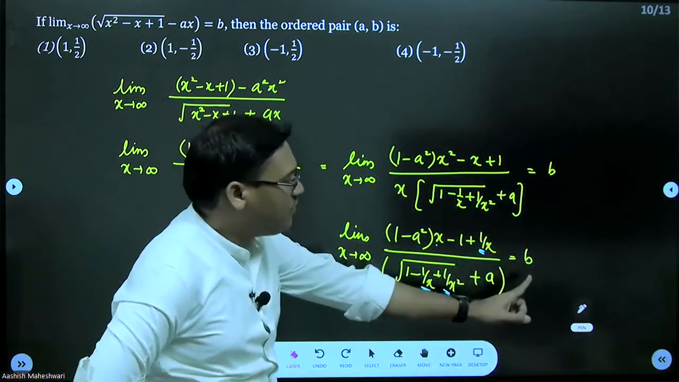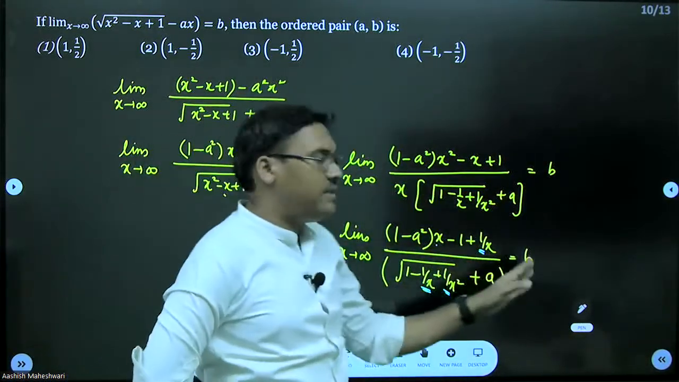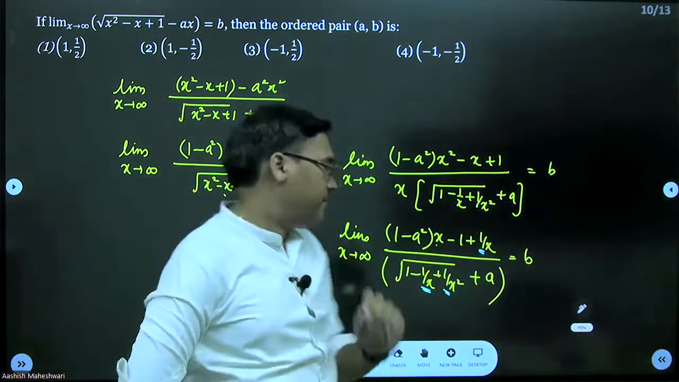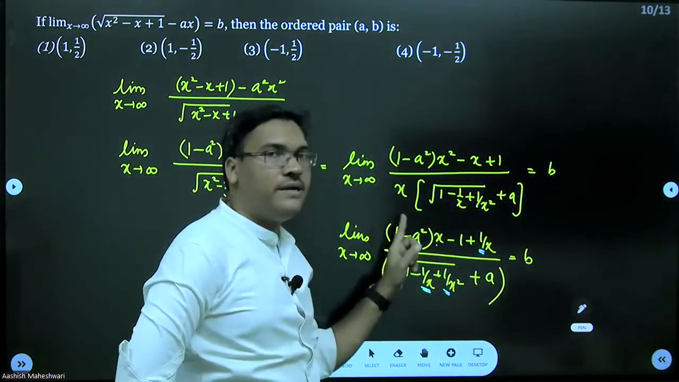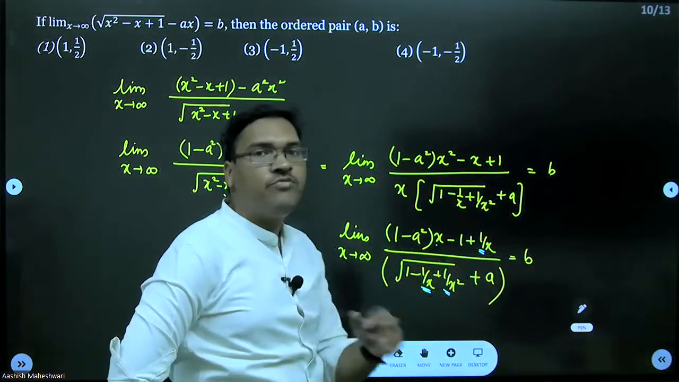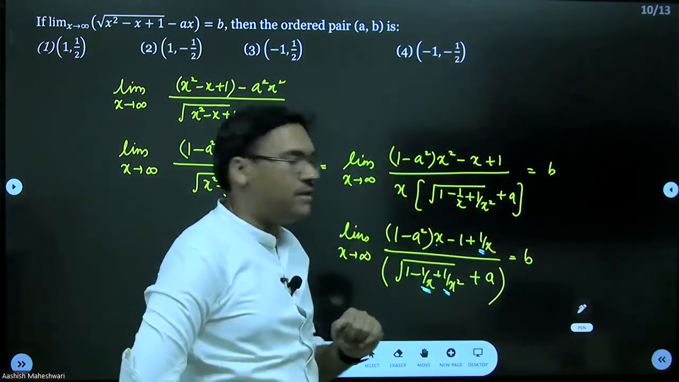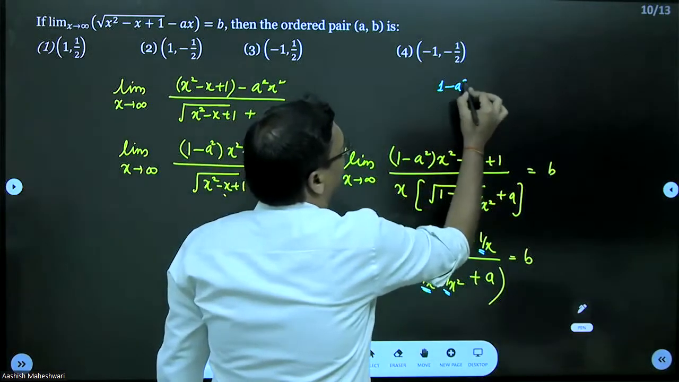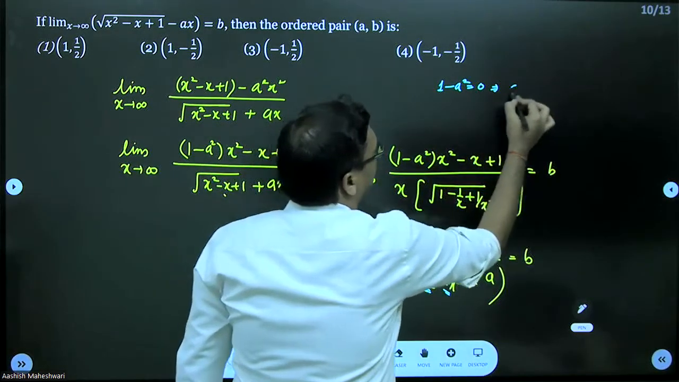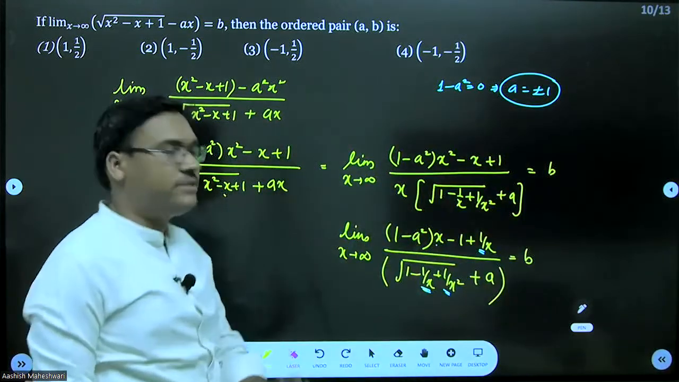But we have to find the value b, and you can see in all the options, definitely b is a finite limit. Correct? So can we say what this term has to be? It has to be 0. Otherwise b cannot be a finite value. Otherwise what will it become? It will approach infinity. Correct? So that means 1 minus a square has to be equal to 0. That means a should be equal to plus or minus 1. I hope this is clear.